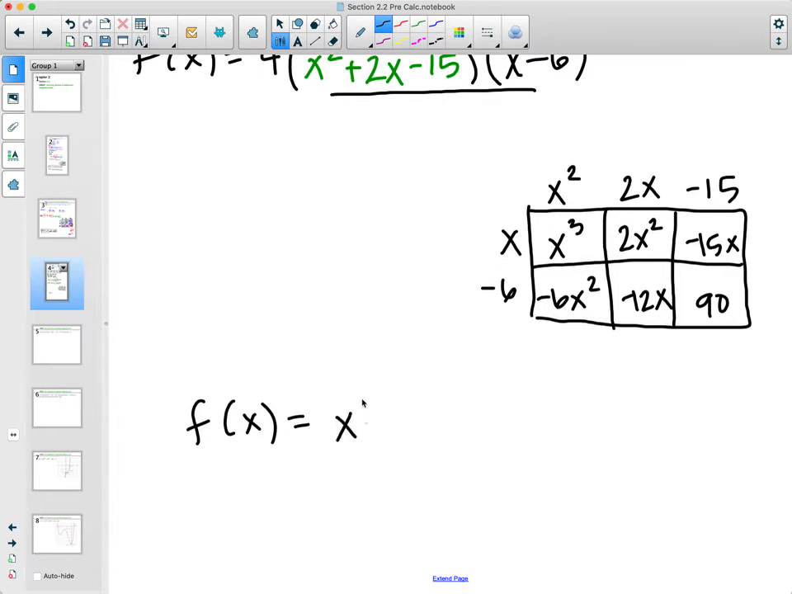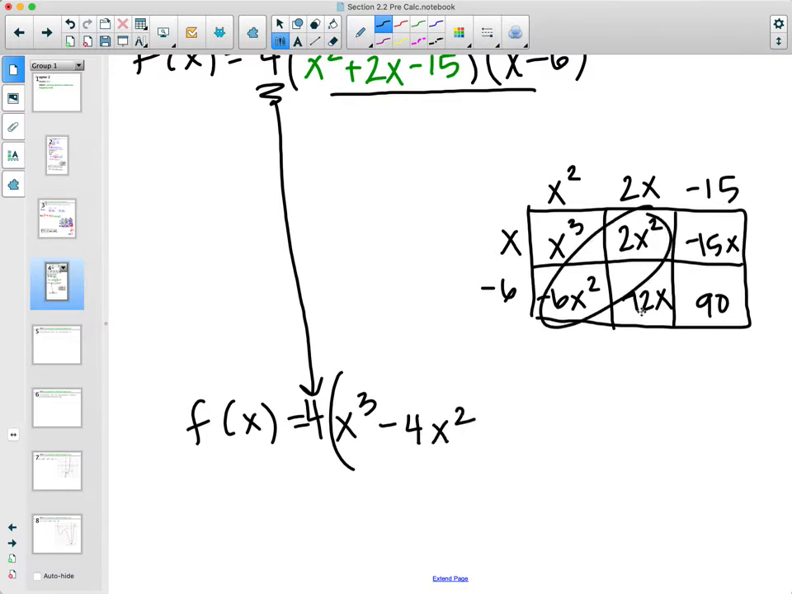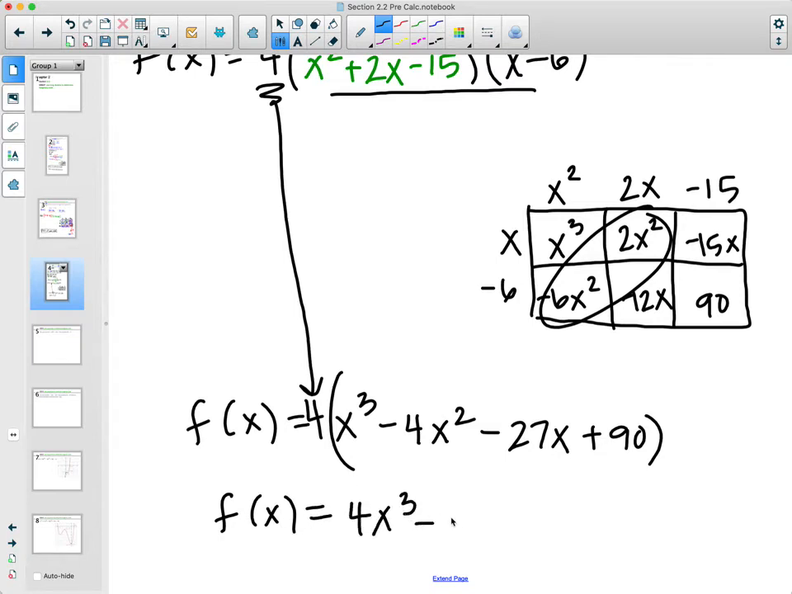So then pull those out and combine like terms. Don't lose your 4 here. So we have the x cubed, we have negative 4x squared, we have negative 27x, and plus 90. So then you just need to multiply that 4 in. So 4x cubed minus 16x squared minus 108x plus 360.